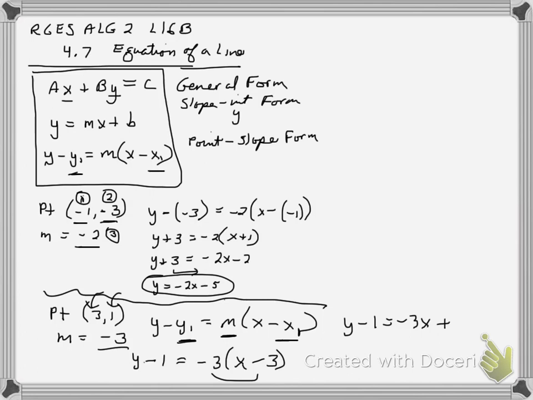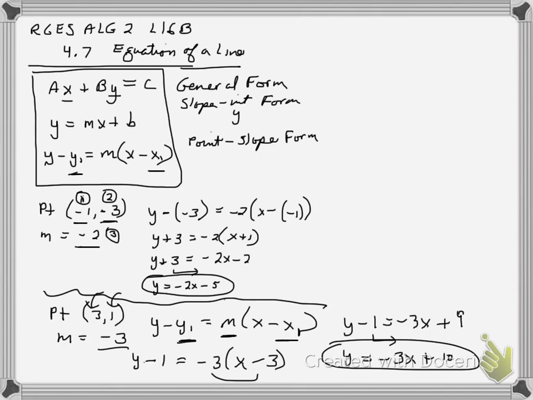Negative times negative is positive. 3 times 3 is 9. And now move that to that side. We're subtracting it now, so we want to add. y equals negative 3x, 9 plus 1 is 10. And that's how we do those problems. That would take care of 1 through 14, and all of them are the same. Then 15, 16, 17 are your word problems.